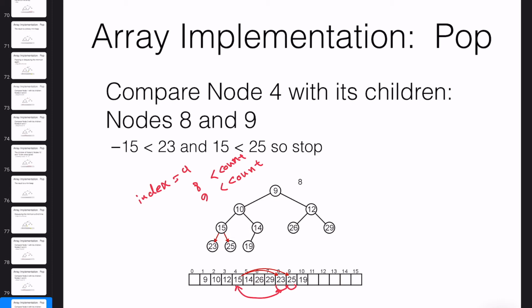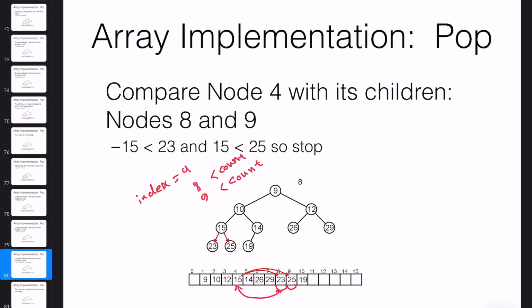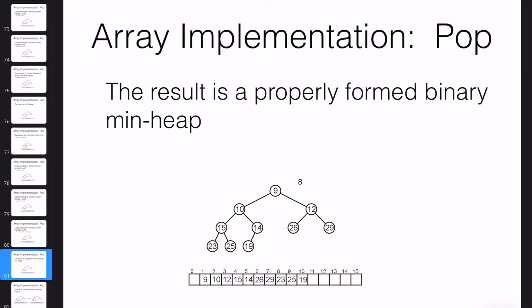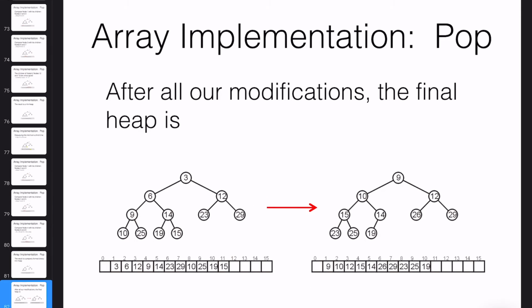So you would stop. You are not going to continue because 15 is already smaller than 23 and 25. So here you would stop. You didn't reach a leaf node. Here you have stopped. And this is going to be the result. Still, this is a binary heap. This is a min heap. And this is a complete binary tree after a couple of push and pops. This was the original tree that we had, and after a couple of push and pops, this is going to be the result.